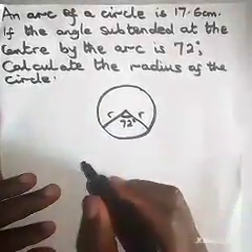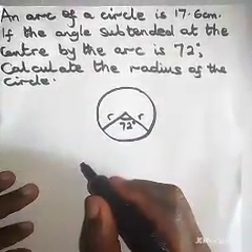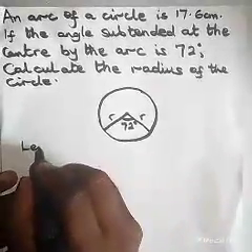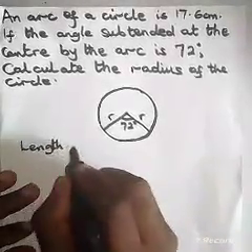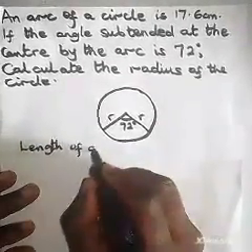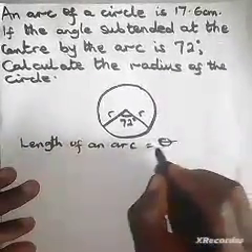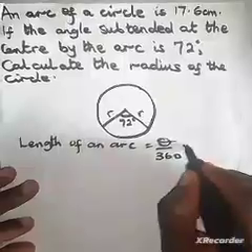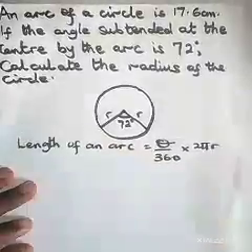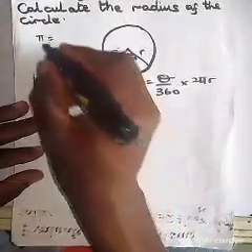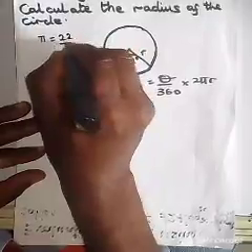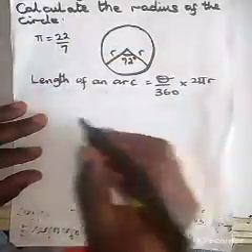So the formula for the length of an arc is simply theta over 360 times 2 pi r. That's our formula. 22 over 7 is our pi. So we're using 22 over 7 as our pi.